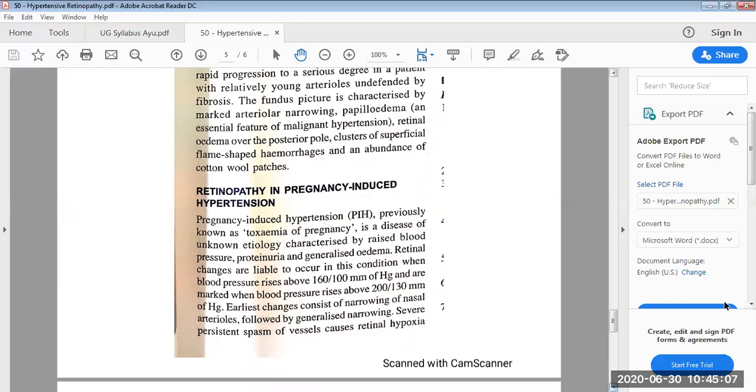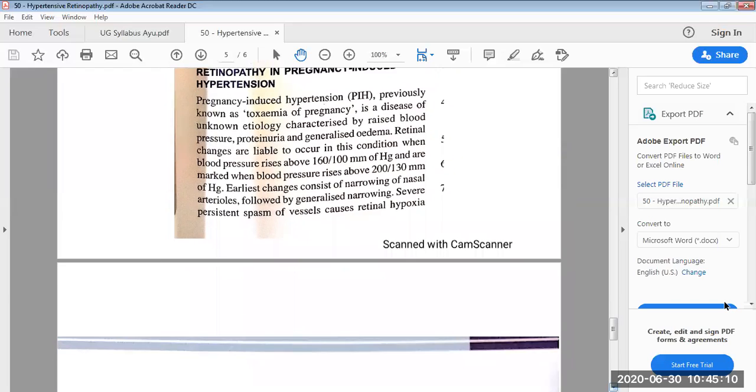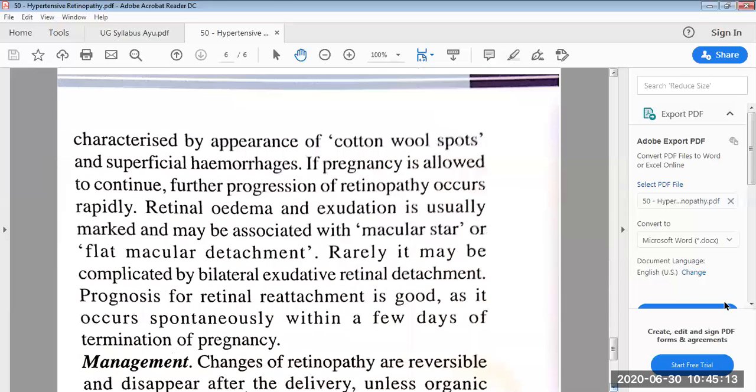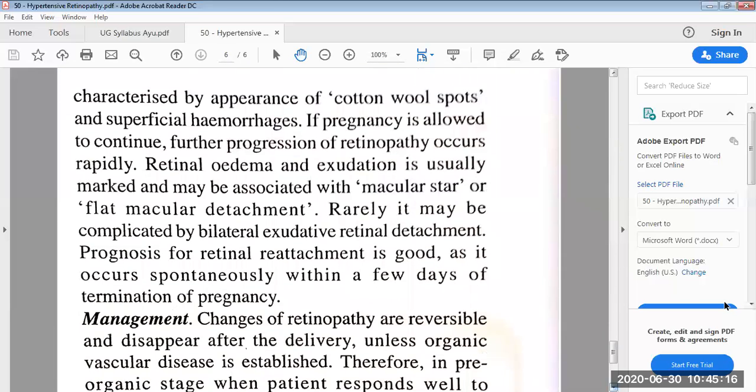Severe persistent spasm of vessels causes retinal hypoxia, characterized by appearance of cotton wool spots and superficial hemorrhages. If pregnancy is allowed to continue, further progression of retinopathy occurs rapidly. Retinal edema and exudation is usually marked and may be associated with macular star or flat macular detachment. Rarely, it may be complicated by bilateral exudative retinal detachment. Prognosis for retinal attachment is good as it occurs spontaneously within a few days of termination of pregnancy.